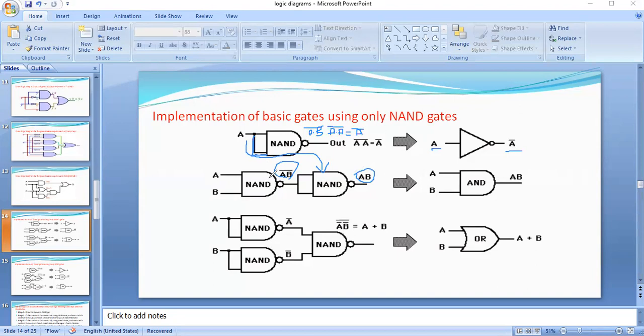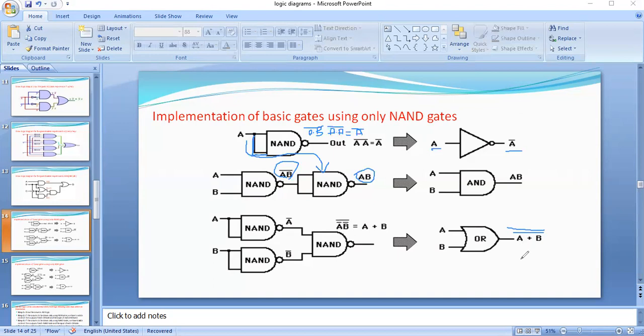And next, you have to implement OR using only NAND gates. If you want to implement this OR function using only NAND gates, we have only the dotted operation. We have to use only the dotted operation. So what I'm going to do is apply a double whole bar.